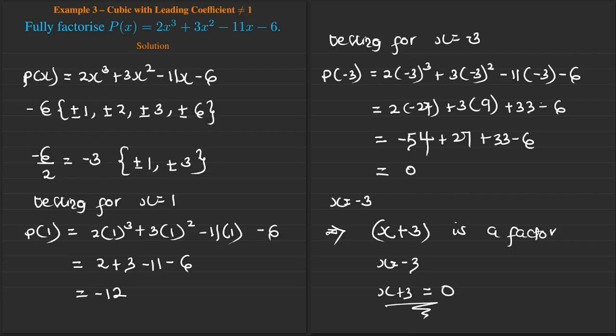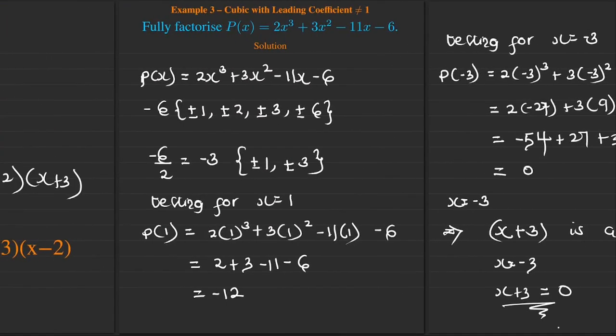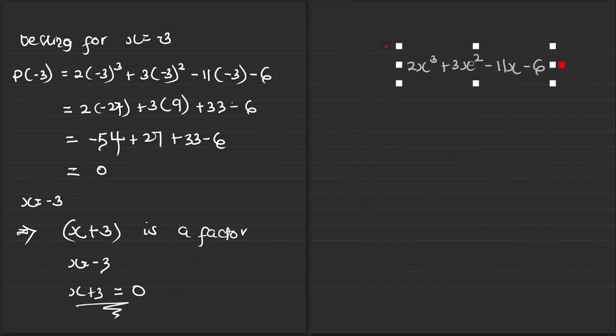So if you have one of the factors, what are we going to do? We are going to divide our polynomial by what we had as our factor. So the polynomial is what we have over here. So I'm just coming to copy it. And then we come and do our long division. So we have it this way, and then we start our division.